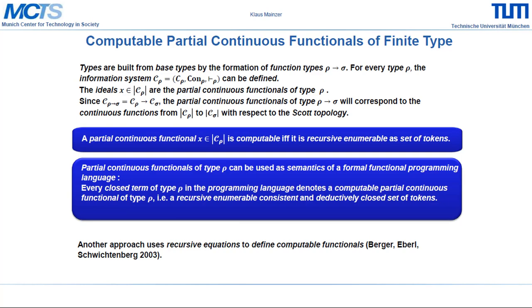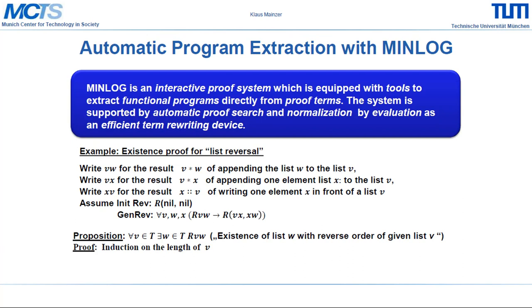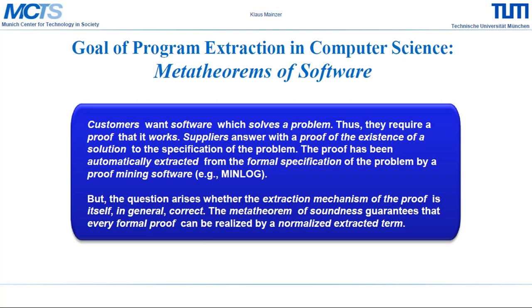And that is the first link to computer science, to the development of program extraction by interactive proof systems, which are equipped with tools to extract functional programs directly from proof terms. For example, here, an existence proof for the term list reversal. And these ideas have consequences for practice.